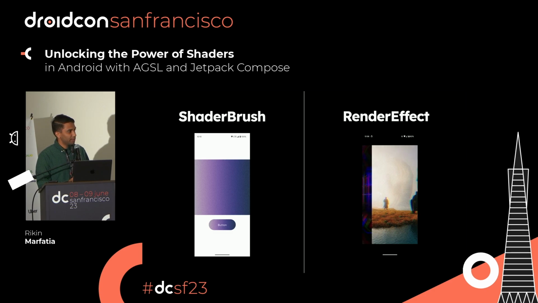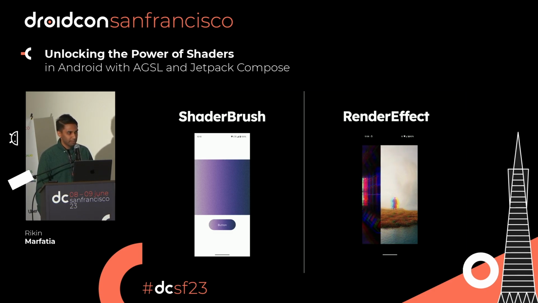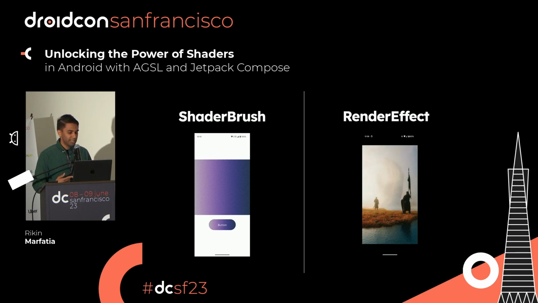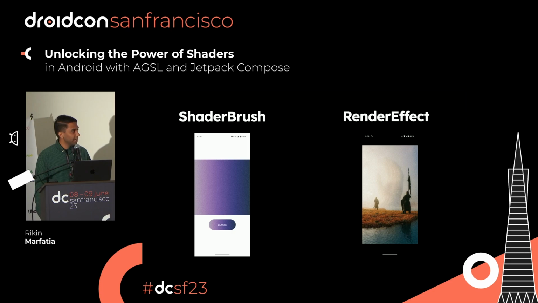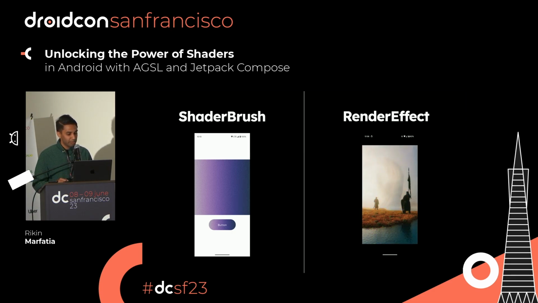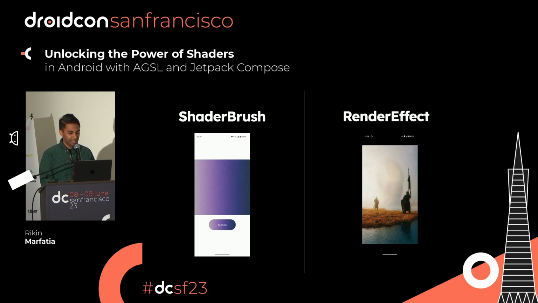Now, as we go over the examples, there's two main ways that we're going to be leveraging shaders for our composables. One of them will be via shader brush, and this is essentially any component that can take a brush to help paint it can actually use a shader. So we can just pass our shader to a shader brush, and that will be used to help paint that composable. And then the other option is to use a render effect, and I'll get into that when we dive into that example.